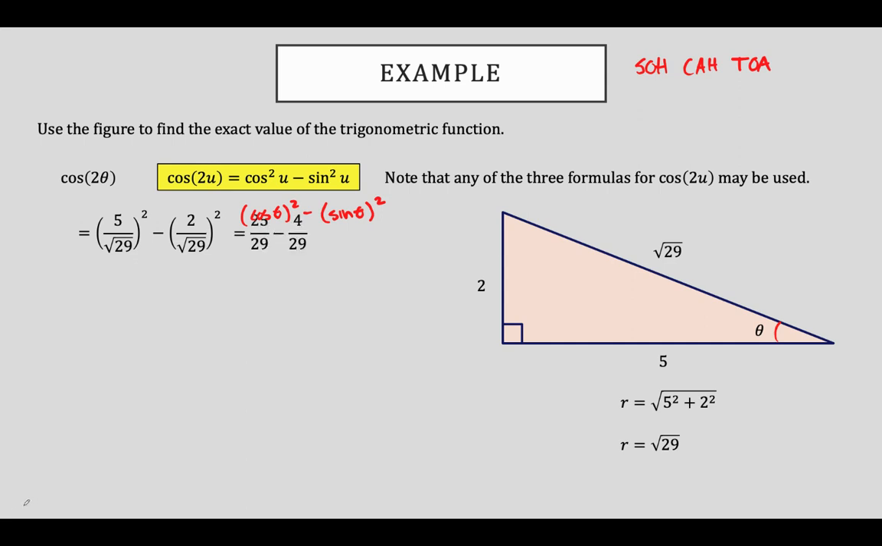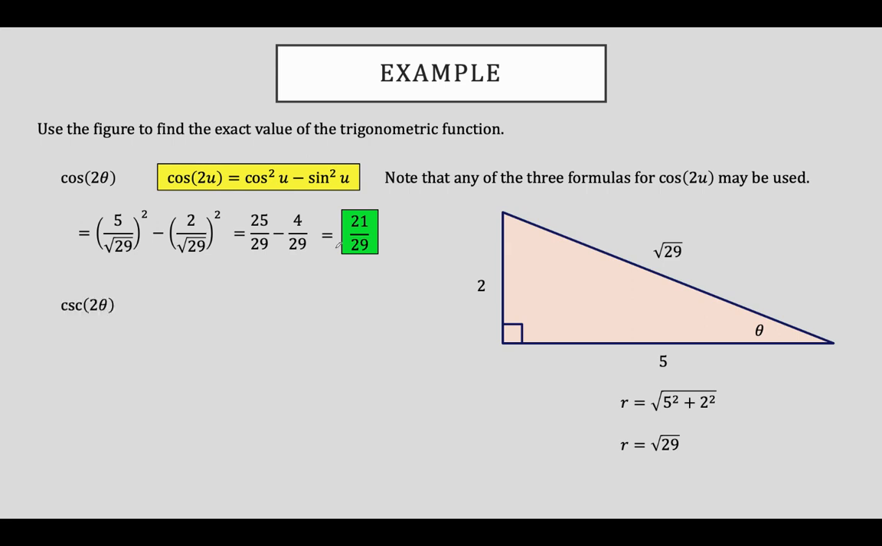Let me erase this to give you some more room to look here. All right, we've got 25 over 29 minus 4 over 29. Luckily, we've got a common denominator. We can now subtract those 2 fractions. 25 over 29 minus 4 over 29 leaves us with a final answer of 21 over 29. Let's try one more here.